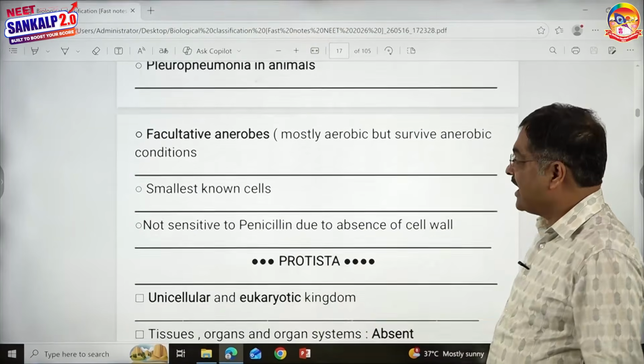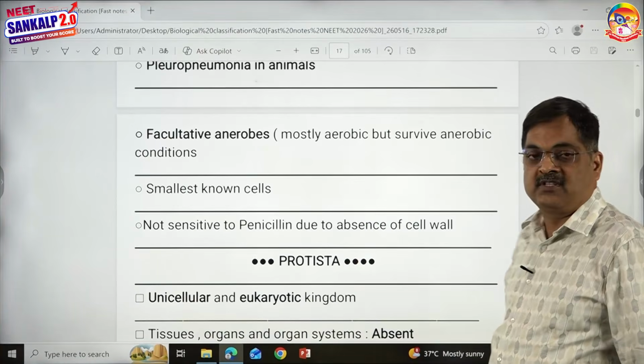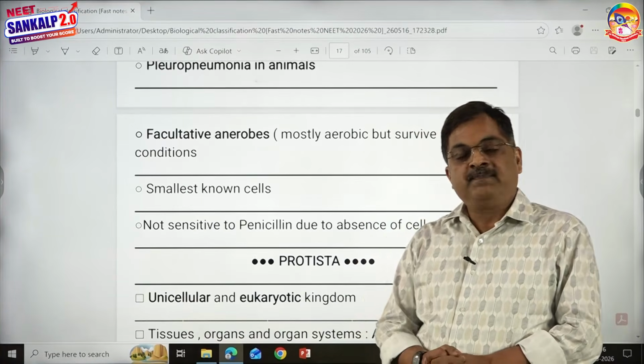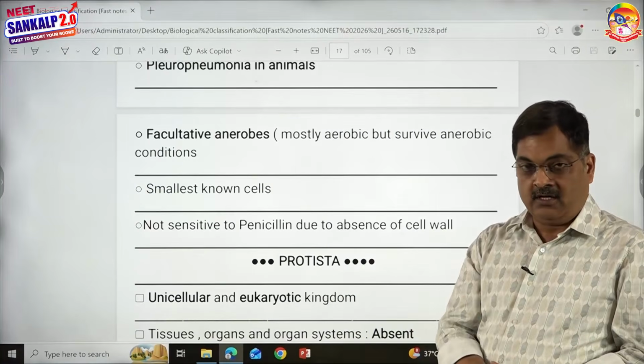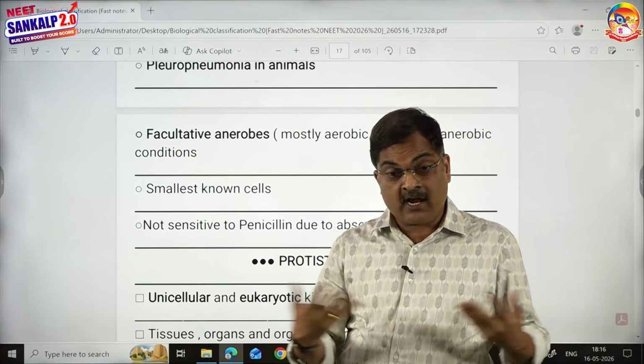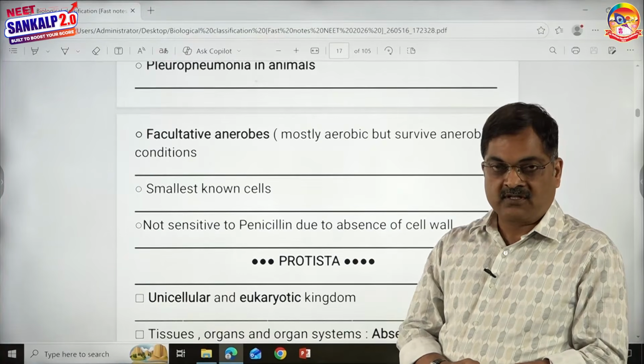They are the smallest known cells. They are not sensitive to penicillin due to the absence of cell wall, because penicillin is going to prevent the wall formation during binary fission. When there are no walls, there is no effect of penicillin on mycoplasmal infections.